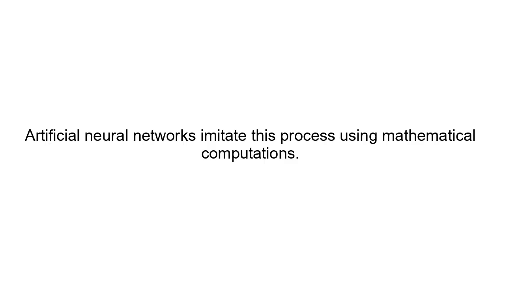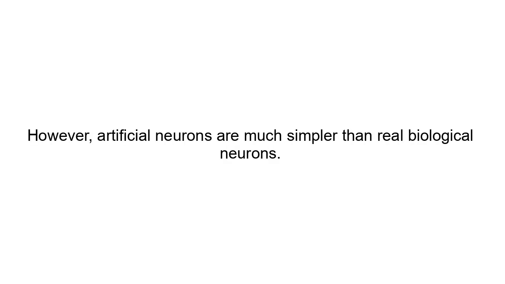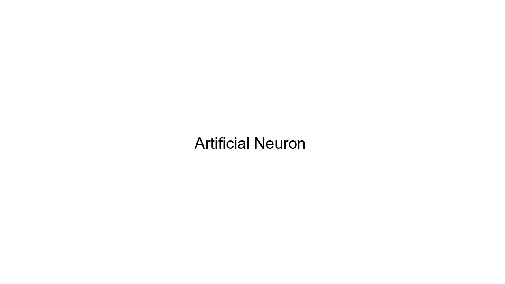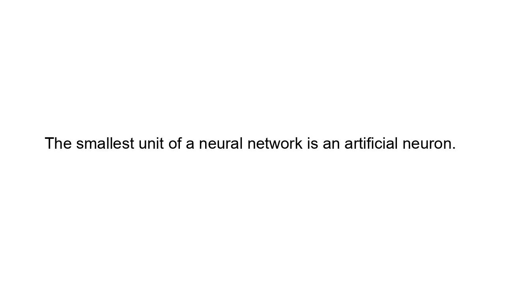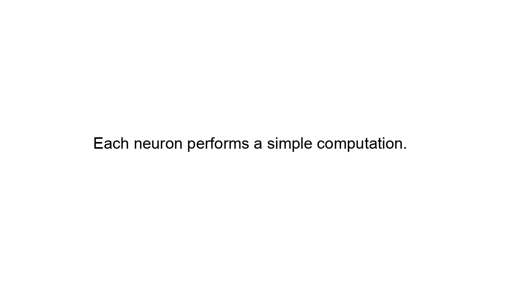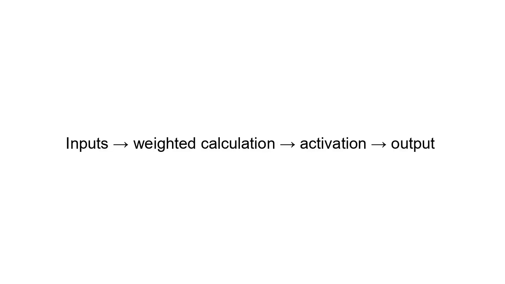Artificial neuron. The smallest unit of a neural network is an artificial neuron. Each neuron performs a simple computation. Steps performed by a neuron: receive input values, multiply inputs by weights, add bias, apply an activation function, produce output. Example concept: inputs, weighted calculation, activation, output. This output is passed to other neurons in the network.